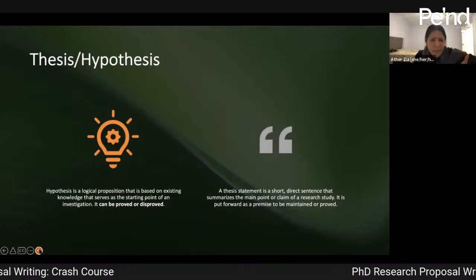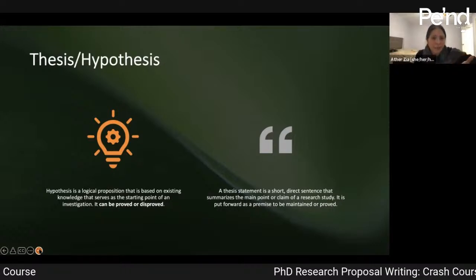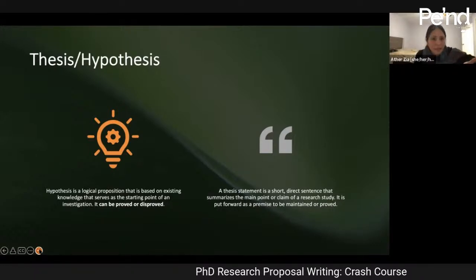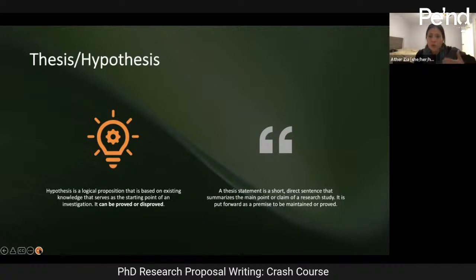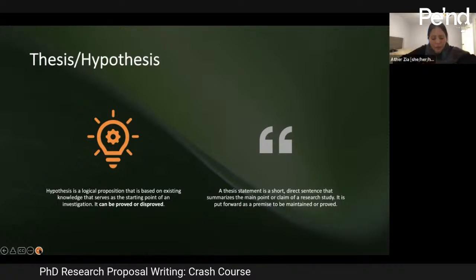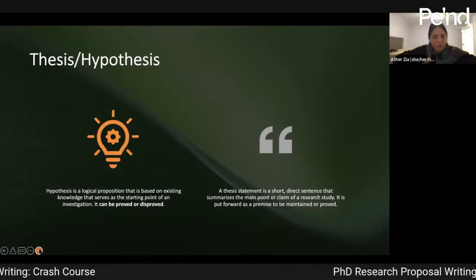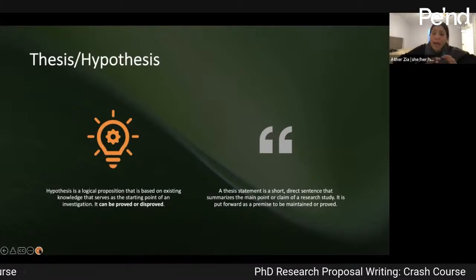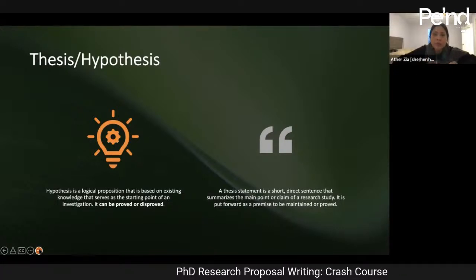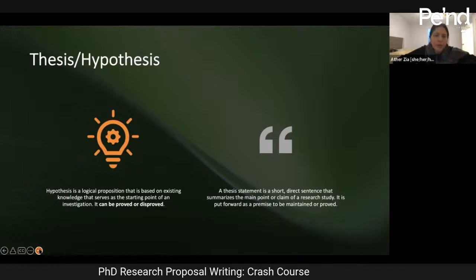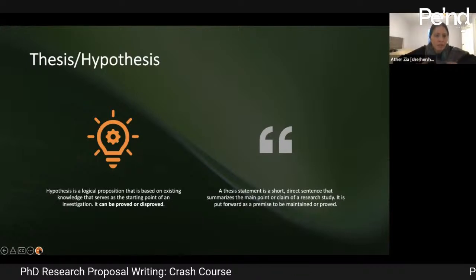And for thesis statement, it's a point or a claim that you make, and it can be maintained, it can be proved. So these are parts of your research proposal. So make sure, and they depend on the discipline. Some disciplines don't really require you to have a hypothesis. You might have a thesis.